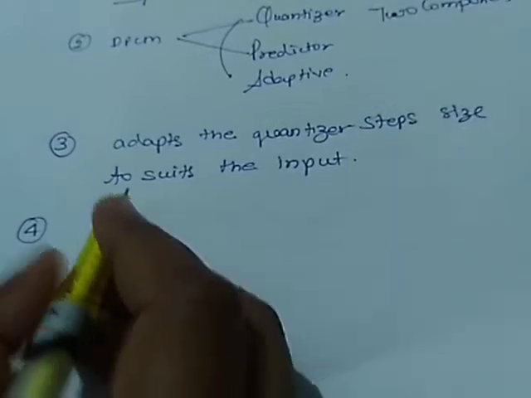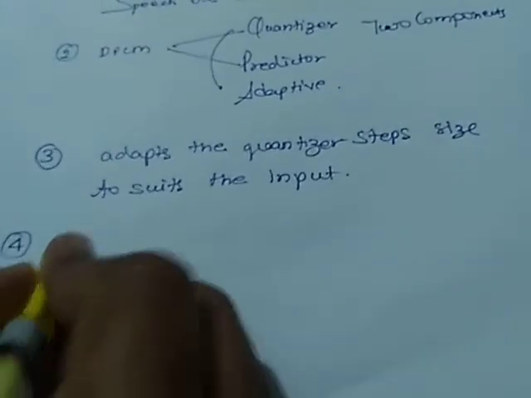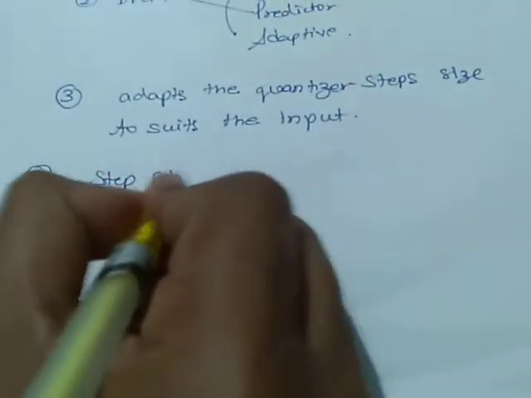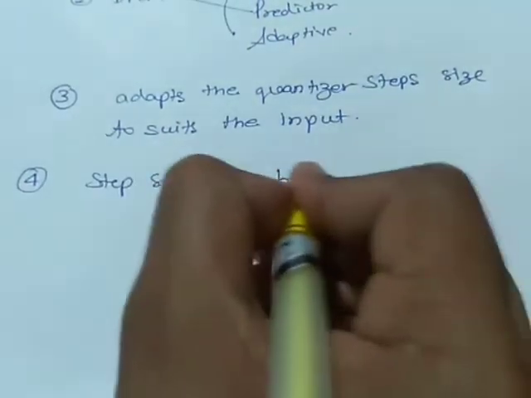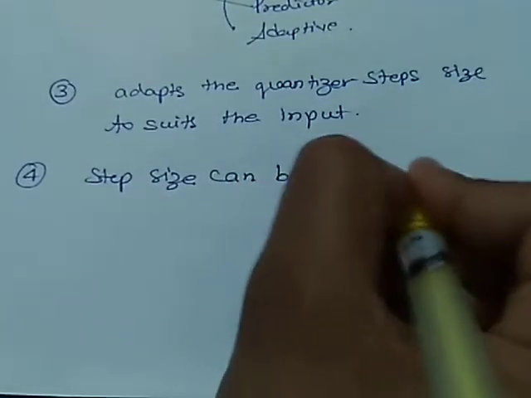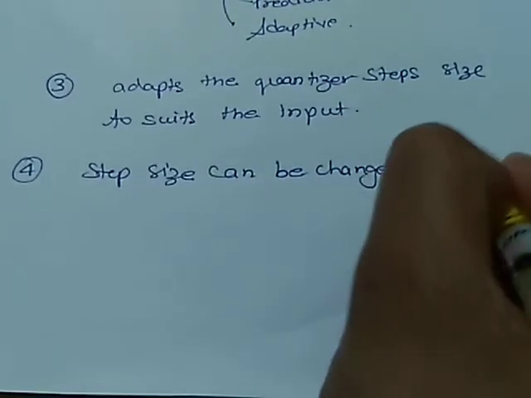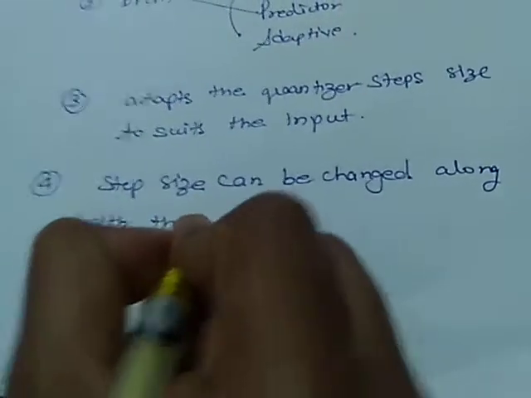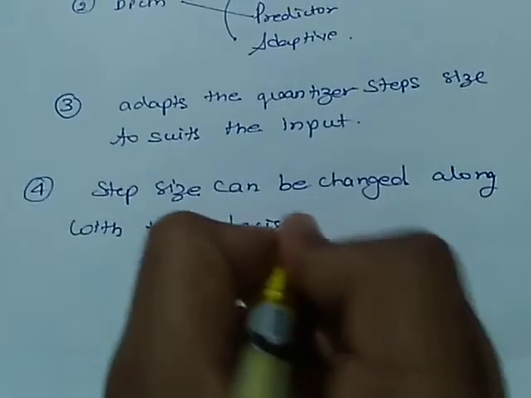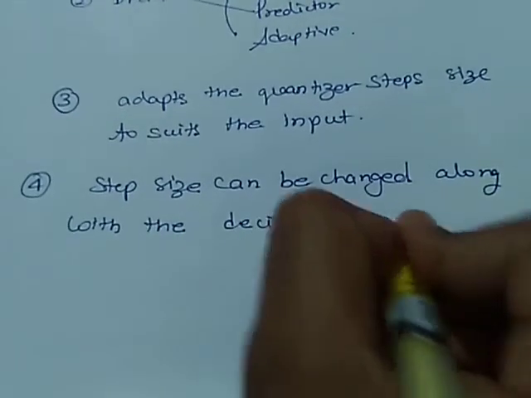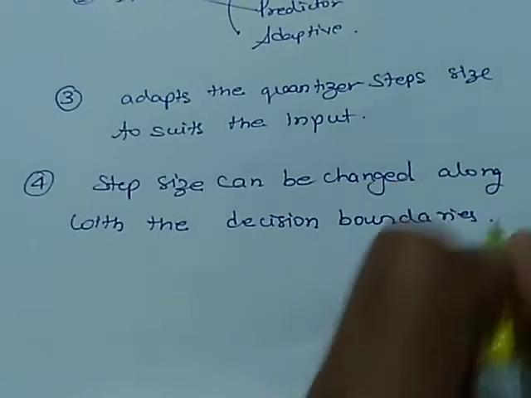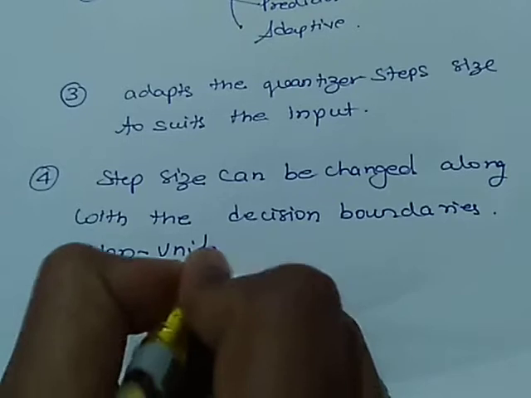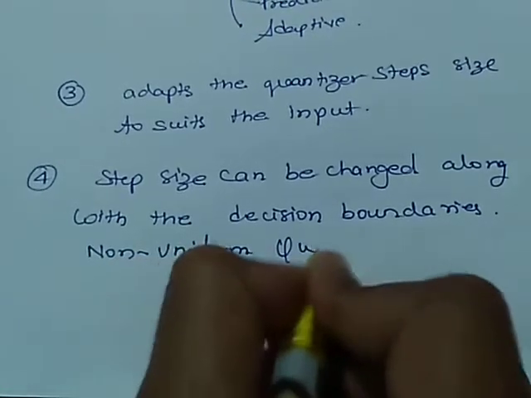Now, in DPCM, the step size can be changed along with the decision boundaries using a non-uniform quantizer.